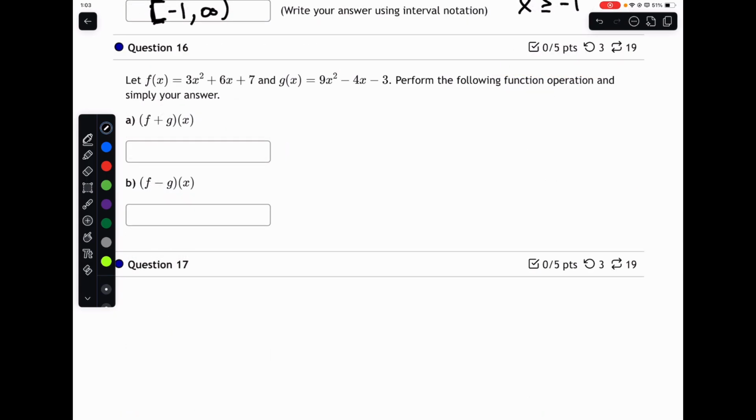Moving on to example number 16, we have two functions, and now we want to perform the addition operation and subtraction operation on our two given functions. Starting off with the addition one, we have 3x squared plus 6x plus 7, and we're going to add 9x squared minus 4x minus 3. To add these, we simply combine like terms. So this gets added with 9, and that's a total of 12 x squared.